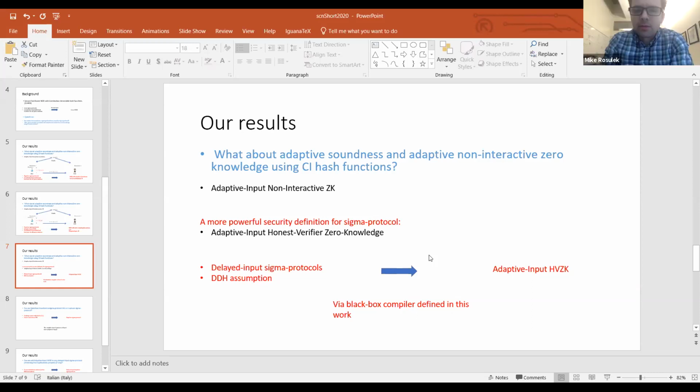Great, thanks. We have a question in the chat from Willie. He's wondering whether your construction preserves statistical soundness or statistical zero knowledge. Can you use your construction to get adaptively sound statistical zero knowledge, for instance?